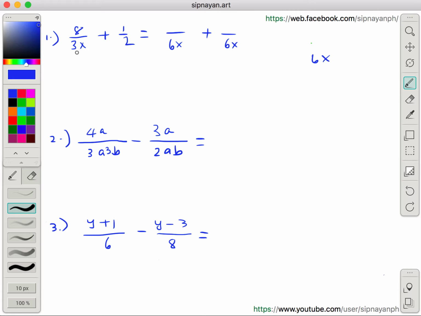So we convert those two expressions into expressions whose denominator is 6x. If you remember what we do with fractions, we divide the LCM by the denominator, and then multiply the quotient by the numerator. So 6x over 3x is 2. 6 divided by 3 is 2, and then 2 times 8 is 16. Next, 6x divided by 2 is 3x, times 1 is 3x.